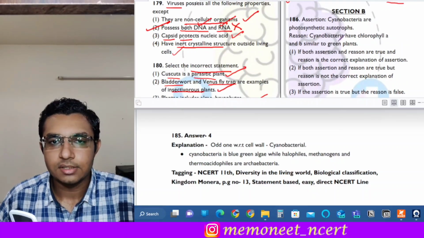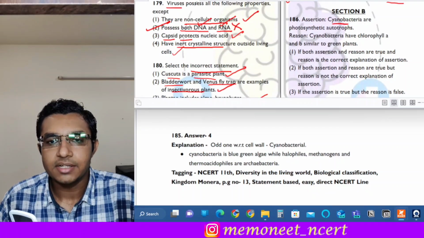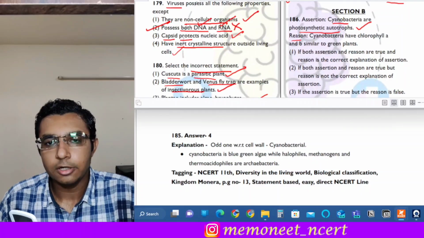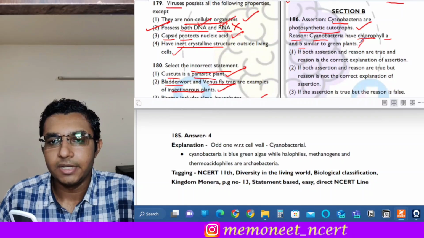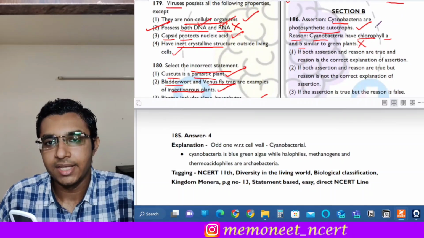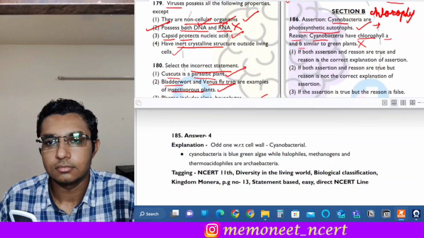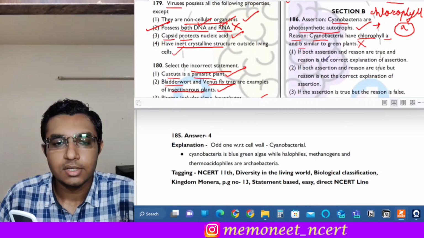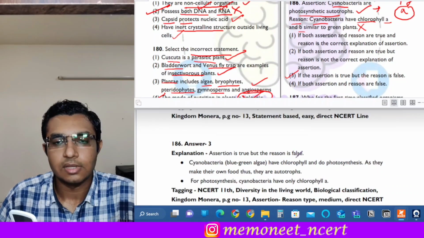Moving on to the next question, that is question number 186. It is an assertion reason type of question. The assertion given over here is cyanobacteria are the photosynthetic autotrophs. So yes, this assertion is correct. The reason given for it is cyanobacteria have chlorophyll A and B similar to the green plants. Now see, the assertion is correct, but is the reason correct? No. Why? Because the cyanobacteria do not contain both chlorophyll A and B. Cyanobacteria contains only chlorophyll A. It does not contain chlorophyll B. So here the correct answer will be option 3, that is the assertion is true but the reason is false.